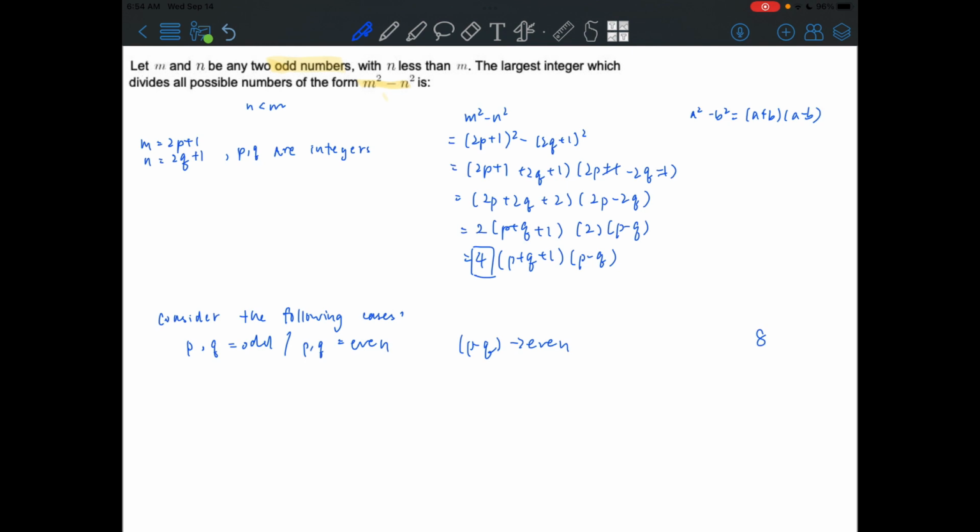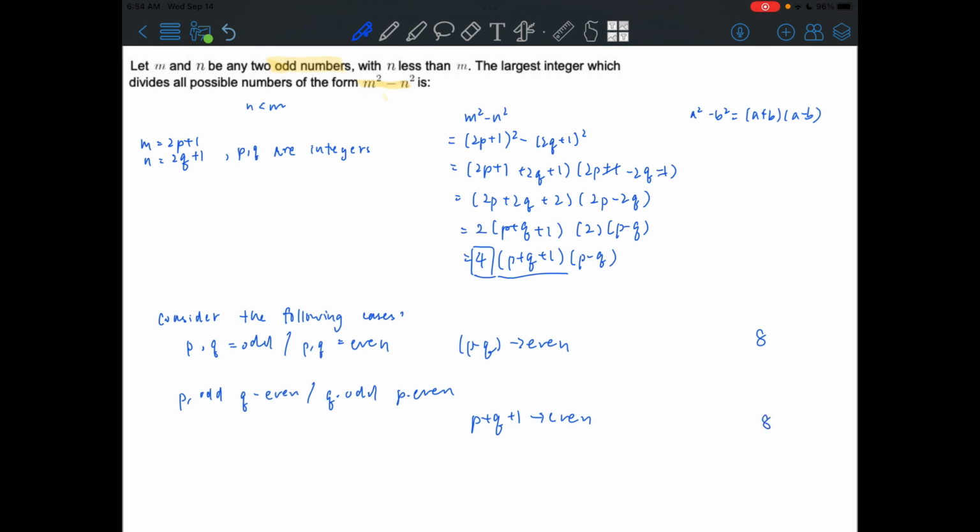And in another scenario where we can have p is odd, q is even, or we can have q is odd and p is even, then p plus q plus 1 is even as well. So we can factor a 2 out of this term in this expression, and the answer is 8.